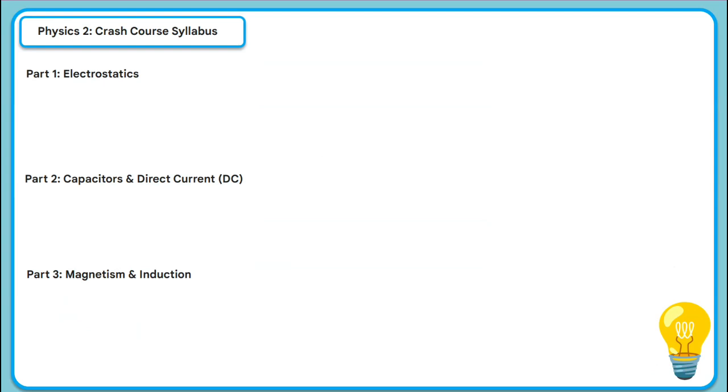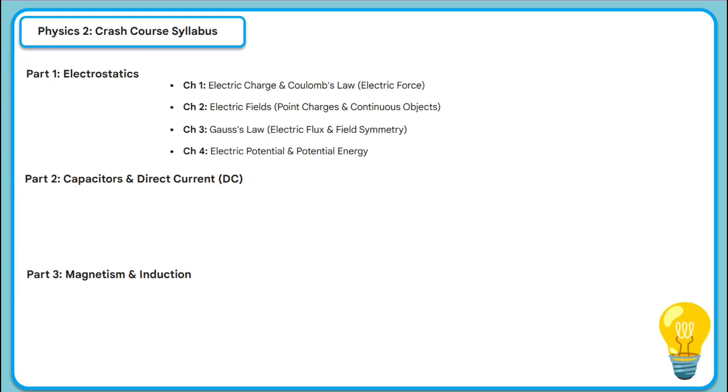Let's look at the roadmap for this Physics 2 crash course. We've organized the entire semester into 3 logical blocks. We start with electrostatics. This is the stationary phase where we look at charges that aren't moving yet. We'll master the force between particles and learn how to use Gauss's law, which is a total lifesaver for finding electric fields without doing messy calculus.